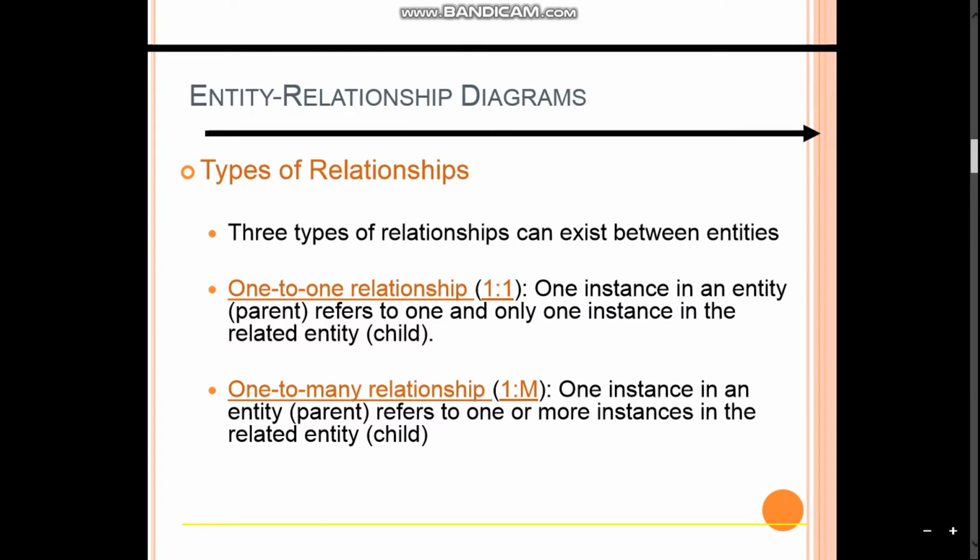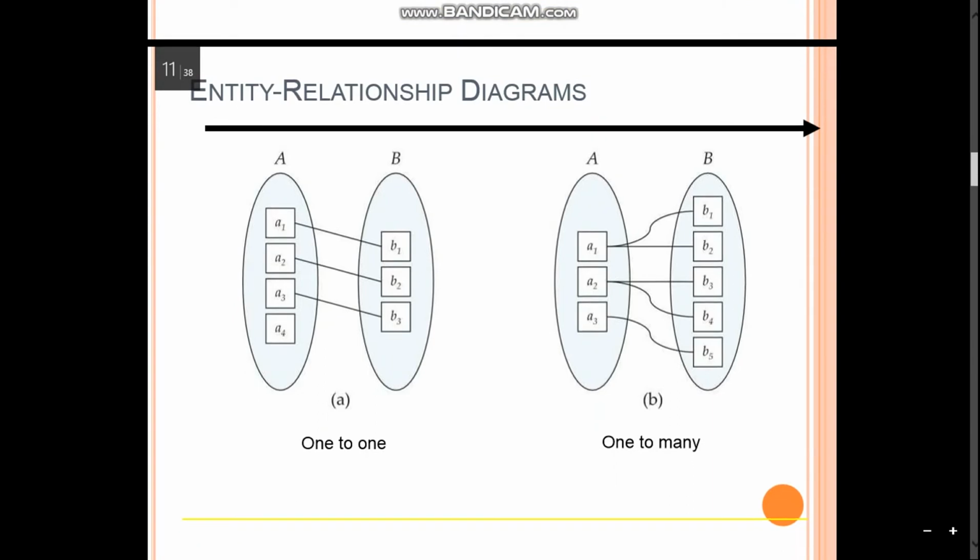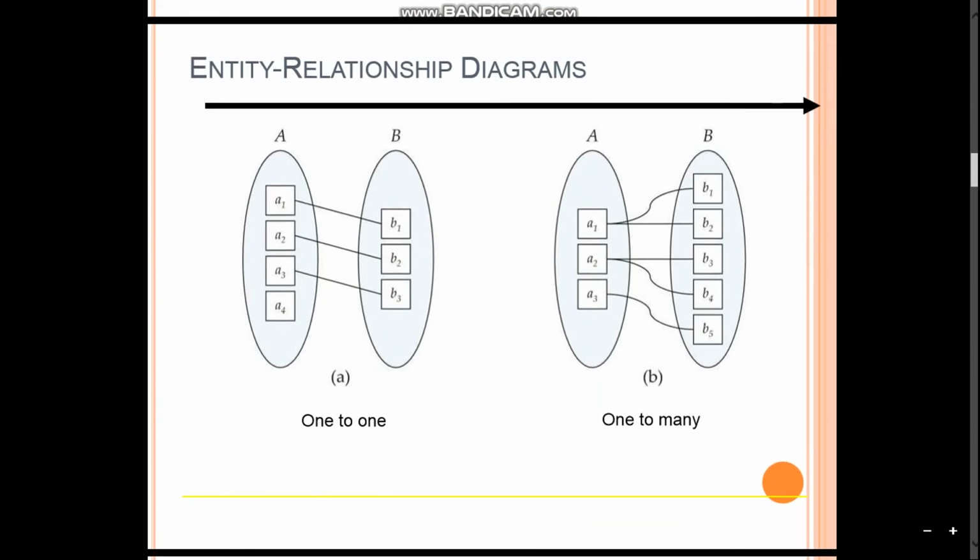In a one-to-many relationship, one instance from the parent side is related to many instances of the child side. Or we can say that one instance from one entity type is related to many instances of another entity type. Here you can see from the diagram, diagram A represents a one-to-one relationship. यहाँ पर आप देख सकते हैं कि A के जो इंस्टांसेस हैं वो B के इंस्टांसेस के साथ one-to-one कनेक्शन के साथ है, जबकि आप दूसरे डायग्राम B में देख सकते हैं it represents the one-to-many relationship.